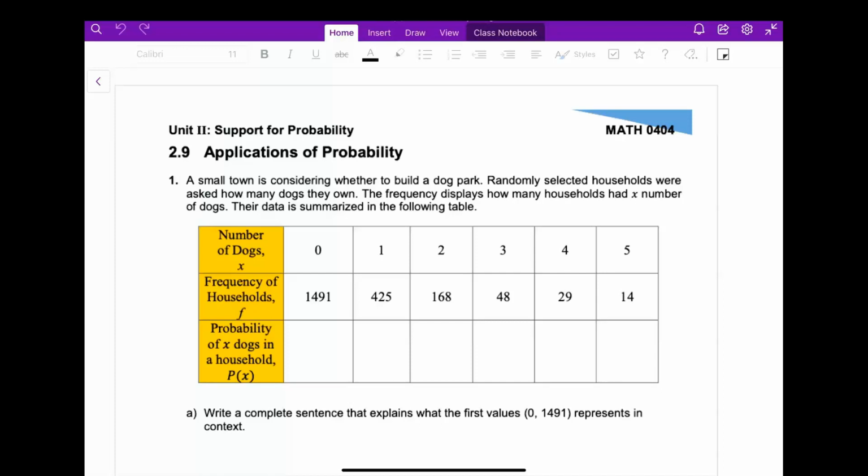Section 2.9, Applications of Probability. Number 1. A small town is considering whether to build a dog park. Randomly selected households were asked how many dogs they own. The frequency displays how many households had X number of dogs. Their data is summarized in the following table.